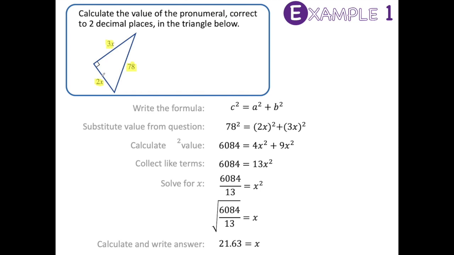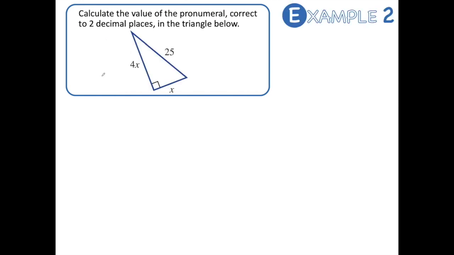Starting off with writing the formula, substituting in the values, and then working through to find the value of x by using our knowledge of how to solve an equation that we learnt in the beginning of term 1. So let's have a look at a second example. It's going to be the same, so we want to follow the same process. So I've got a hypotenuse of 25, I've got a smaller side of 4x, and then I've got a second smaller side of x. So starting off with my formula, c squared is equal to a squared plus b squared.